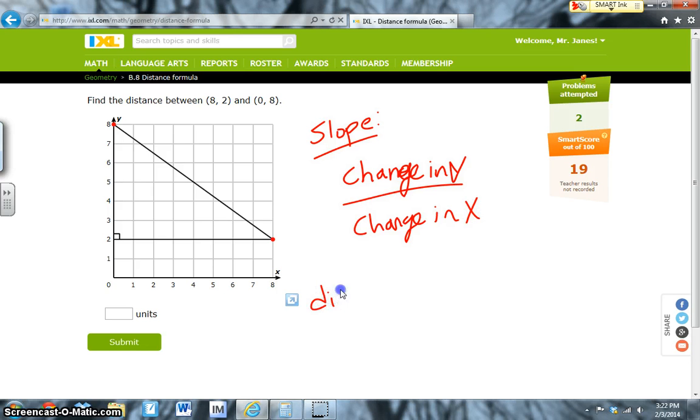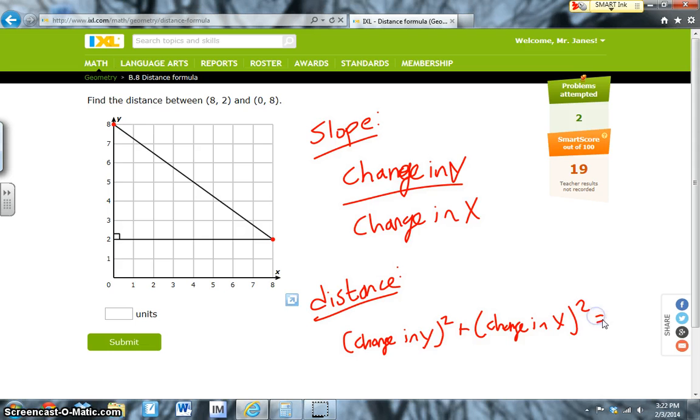But for distance, you're taking that change and putting it into the Pythagorean theorem. Change in y squared plus change in x squared equals your distance squared, which is c squared, right? So you square both of those numbers, you add them up, you take the square root to get c by itself, and you're done. So slope and distance formula are actually pretty similar because they both use change in y and change in x, but they use those two numbers a little differently.